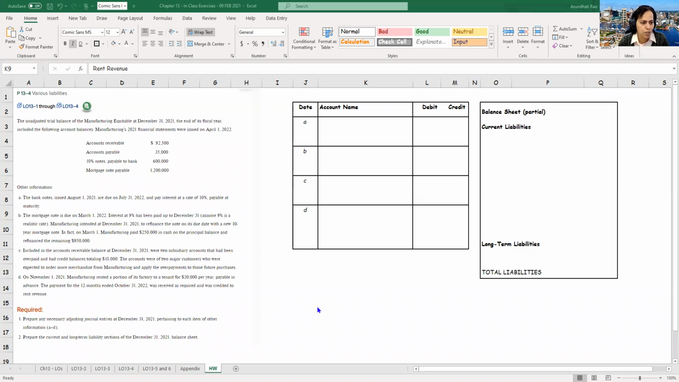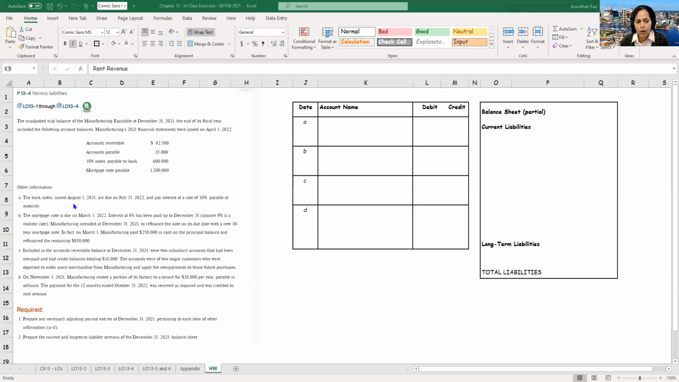Now, the other information given to us, the first one states that the bank note issued on August 1st, 2021 are due on July 31st, 2022 and pay interest at the rate of 10% payable at maturity. So at December 31st, we will have to do an accrual journal entry. So instead of date, I'm just identifying the information over here as A. We have to do an accrual journal entry to accrue the interest.